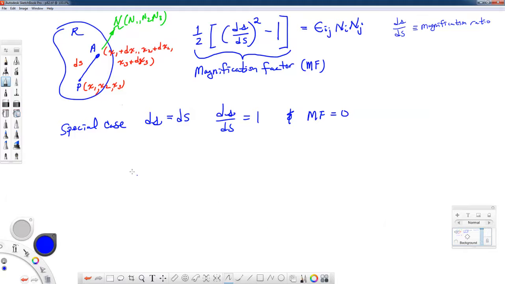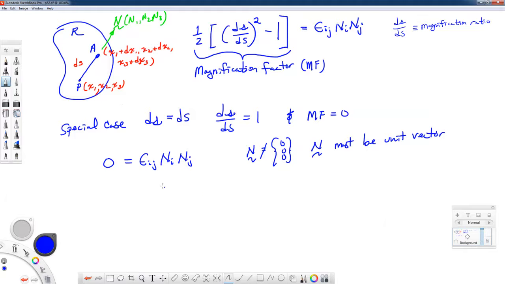Now, what's significant about that is that if we have a scalar quantity of 0 on the left-hand side being equal to the tensor epsilon ij times a vector in i and a vector in j, and recall that n is not the 0 vector. Can't be. It has to be a unit vector. The only way that we can get 0 on the left-hand side is if epsilon ij is equal to 0.